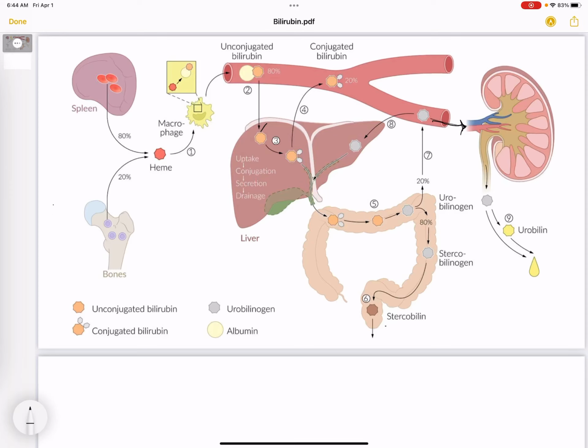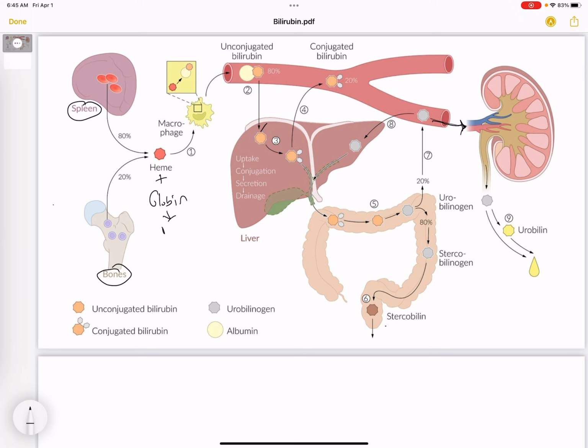Normal red blood cells have a lifespan of around 4 months, and when they need to be broken down, that is going to be mainly done by the spleen as well as the bone marrow. Now, when red blood cells are broken down, they're going to be broken down into heme as well as the protein globin.